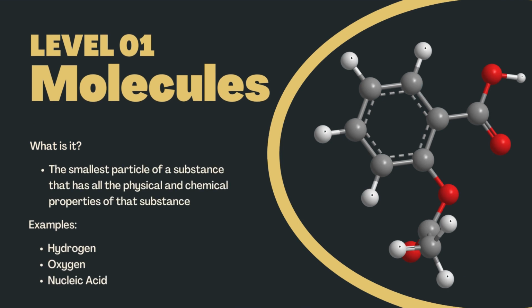To start with level 1, we have molecules. Molecules are the smallest particle of a substance that has all the physical and chemical properties of that substance. Some examples include hydrogen atoms, oxygen atoms, and then nucleic acid.